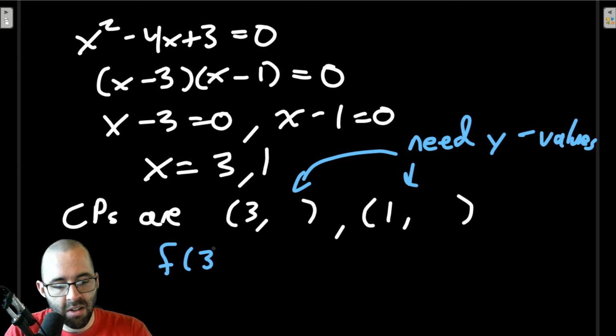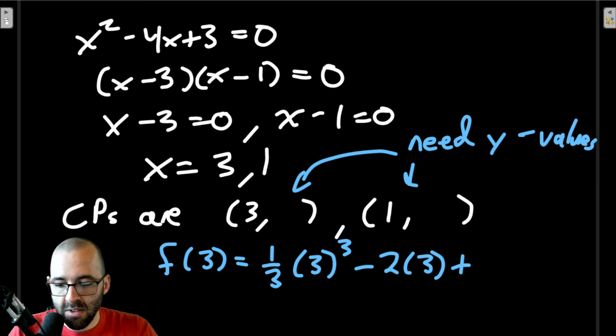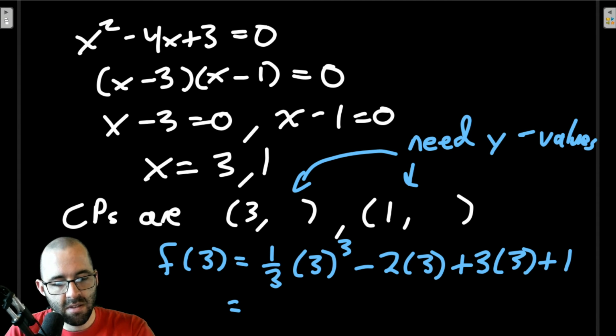Off to the side, we'll plug 3 into our original equation, which is going to be 1/3 times 3 cubed minus 2 times 3 squared plus 3 times 3 plus 1. We'll also plug in positive 1. All right. If you type this all out on a calculator, you should get 9 minus 6 is 3. 3 plus 9 is 12. 13 maybe? Well, now I'm getting nervous. Kind of a weird number.